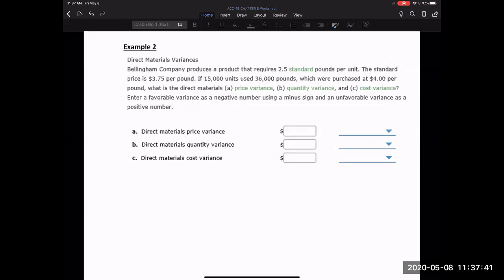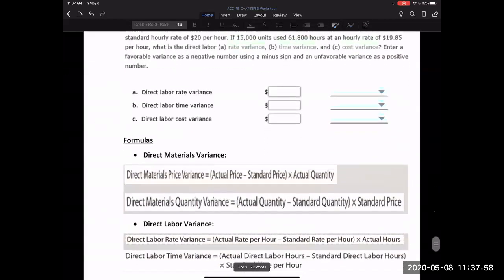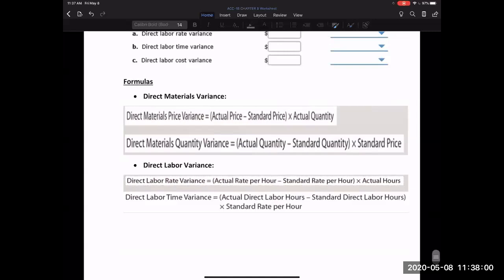And then it's telling us to enter the favorable variance as a negative number using a minus sign, and unfavorable variance as a positive, okay? All right, so we're gonna use the formula that we learned before. Just for your sake, what I have made available to you guys is, if you scroll at the very bottom of your sheet, here's your formulas for direct material variance. And then when we get into the labor, that's that one.